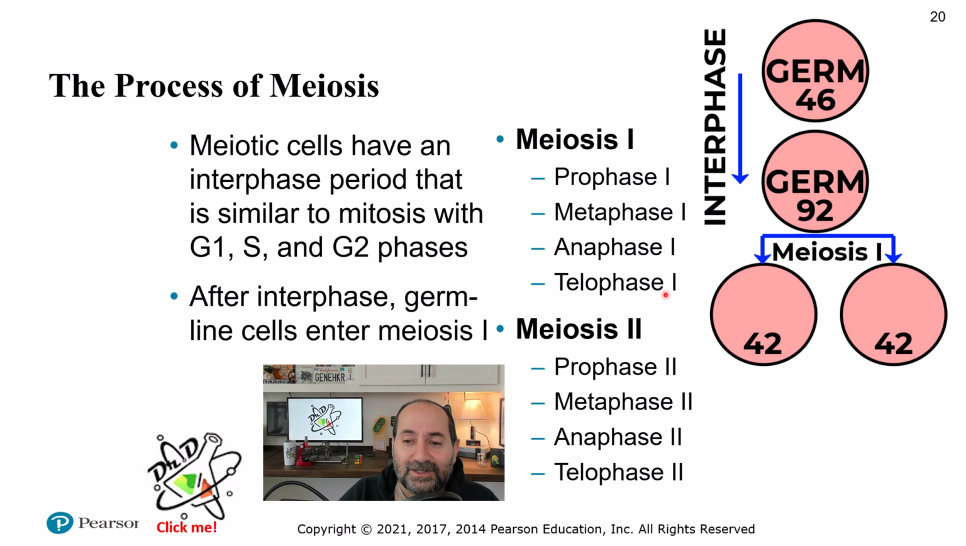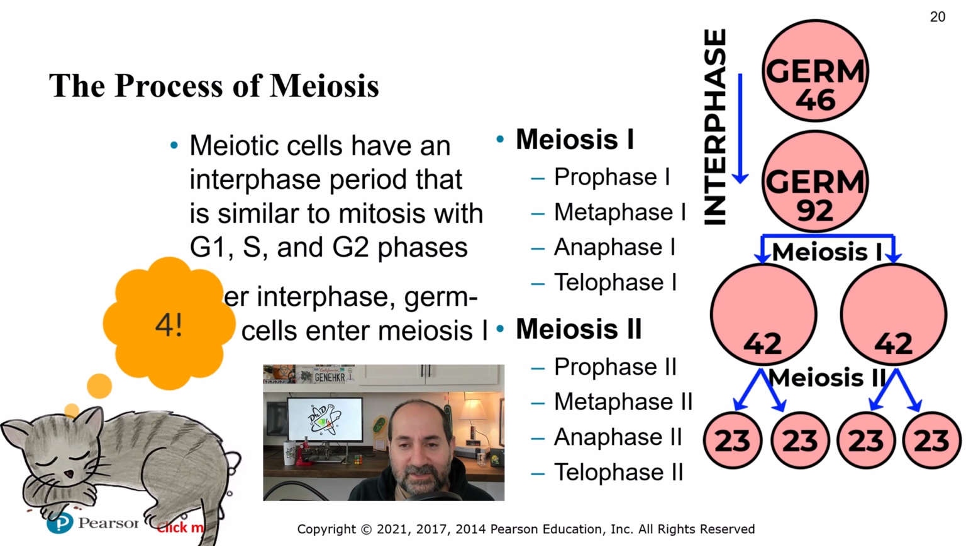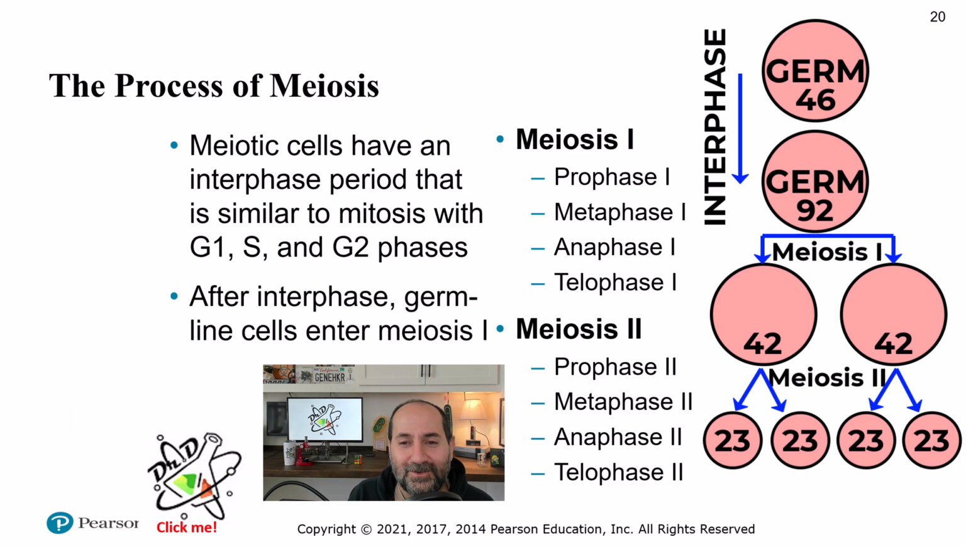Well, those 2 cells divide again, okay? Those 2 cells divide again by a process known as Meiosis II, which has its own prophase called Prophase II and its own metaphase, anaphase, and telophase. So let me ask you this. If you started with one germ cell in the reproductive organs, and the cell divided twice, how many cells would you end up with? That's right, 4 cells. You'd have 4 cells, and those are known as the gamete cells, okay? Those are your gamete cells, the sperm and the egg, okay?